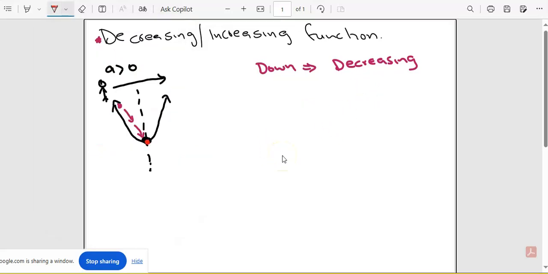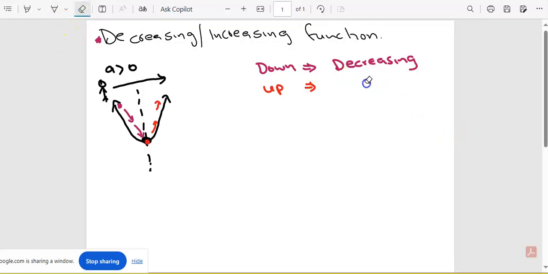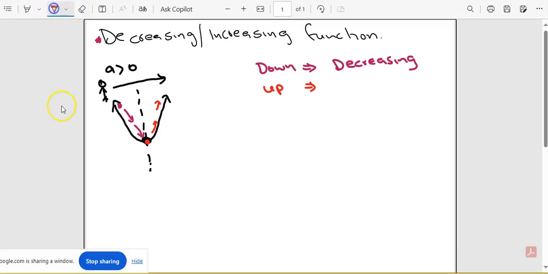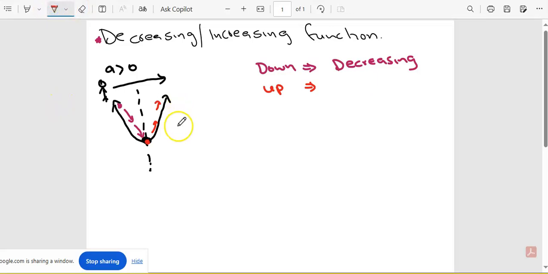Then the moment you start reaching this turning point, you start walking up. You are walking uphill. So when you are walking uphill, just know that your graph is an increasing function. Are you with me on that? Yes, sir. Okay. Let's write this down. This is an increasing. Right. This is an increasing.